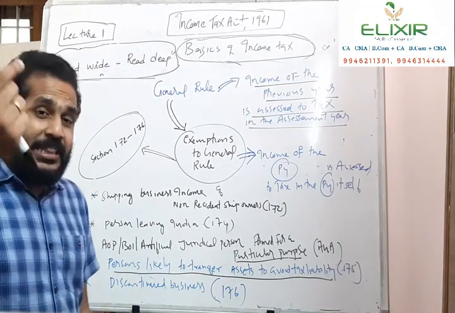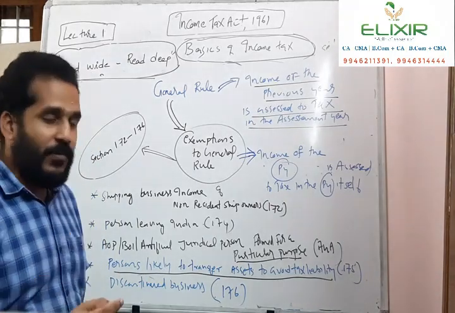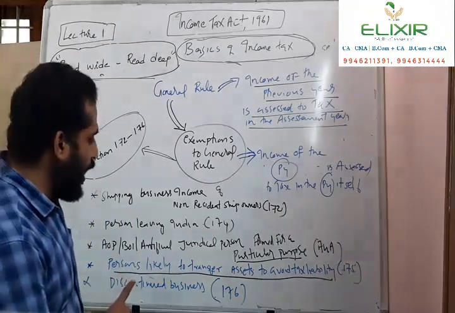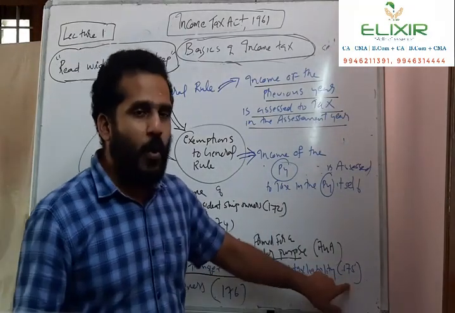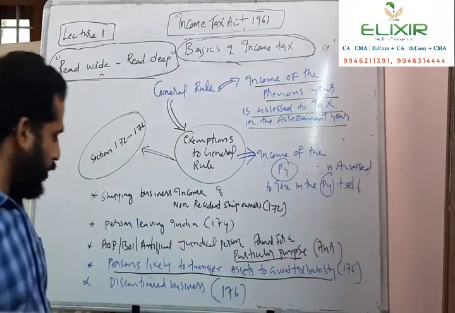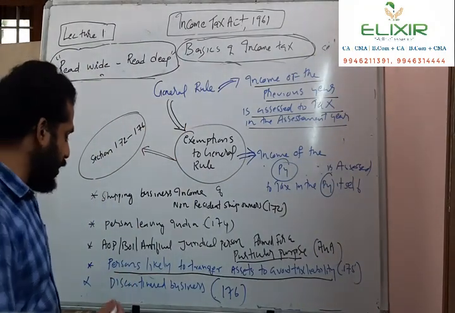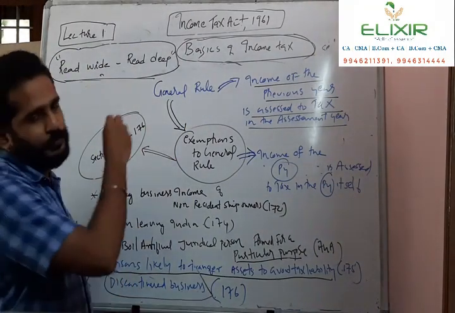Okay, so in that year itself the income will be assessed. So a person likely to transfer assets to avoid tax liability, section 175. And moving to the last point, discontinued business.